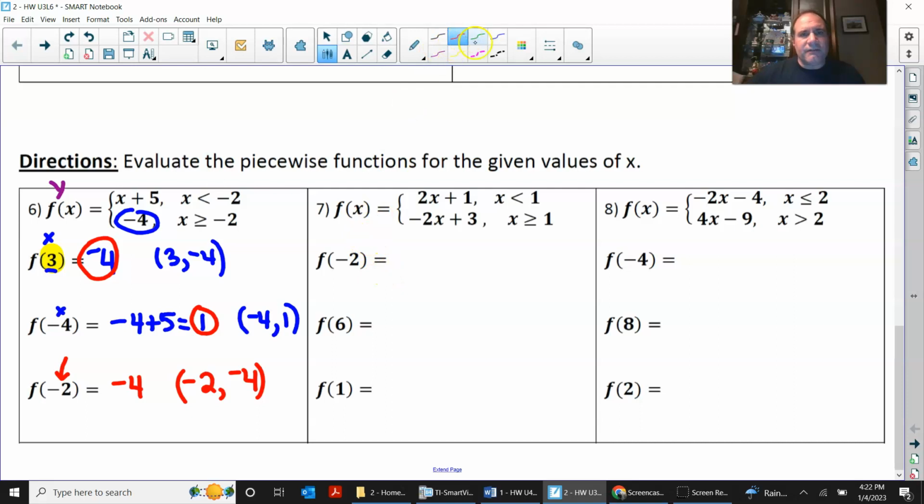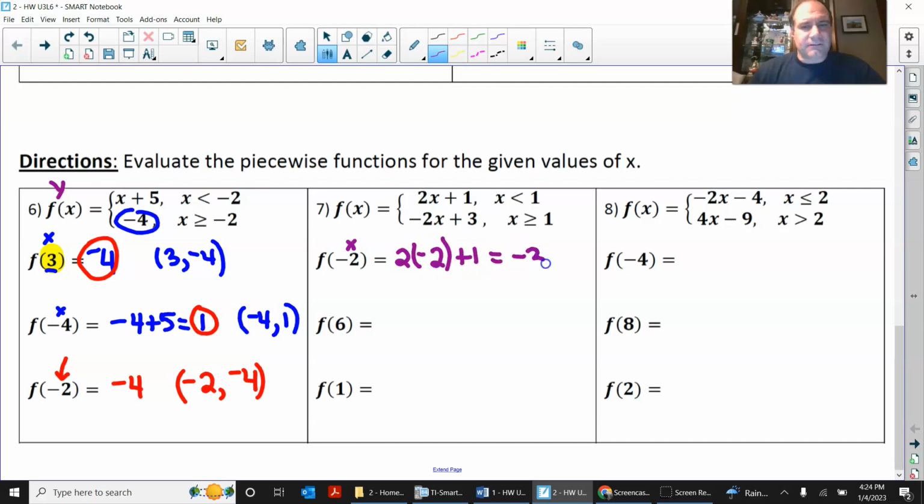And let's go on to number 7. Number 7, this is your x, -2. -2 is not greater than or equal to 1. -2 is less than 1. So I'm going to use this function on the top, and I'm going to put 2 times x. So we're going to substitute that -2 in for x, and then you have +1. 2 times -2 is -4, and -4 plus 1 is -3. And that is your answer. When x is -2, the y is -3.